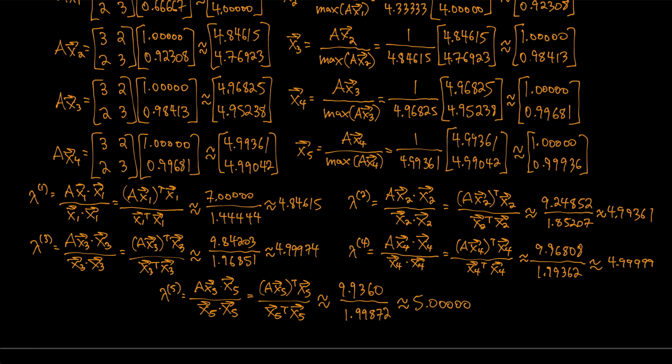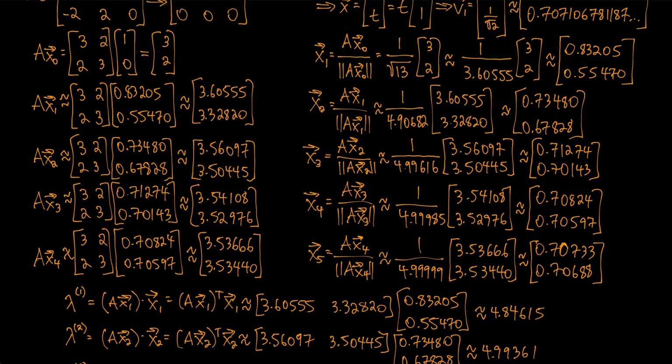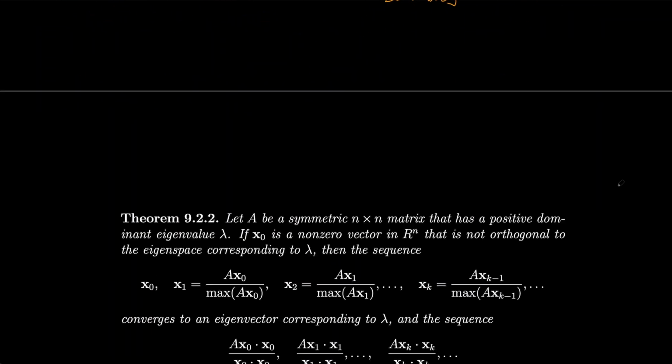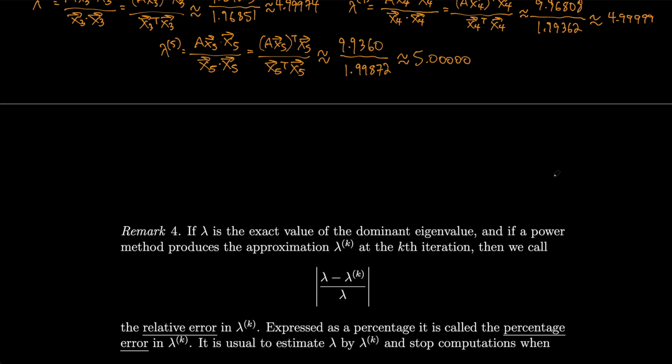Notice that both of these methods produce eigenvectors that correspond to the eigenvalue 5, but these eigenvectors all have a maximum entry of 1, whereas the previous eigenvector approximations we got were just all unit eigenvectors. So they both correspond to lambda equals 5, they're dominant, but in this case we have this guy with a maximum 1 because of our maximum scaling.